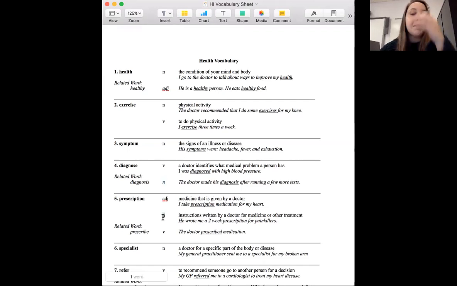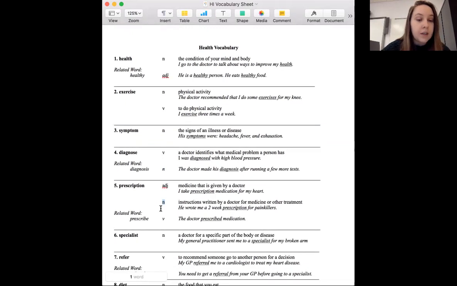Now I say that because on the quiz, every now and then you would write a different version of the word. So instead of using the noun prescription, you might use the verb prescribe. So recognizing what is a noun, when we use a noun, and being able to put that in the correct place in the sentence is important.